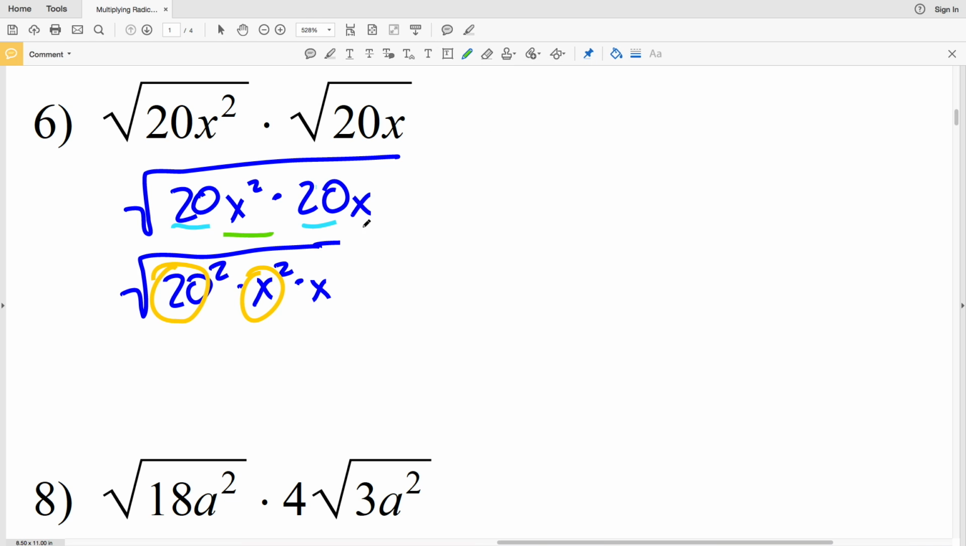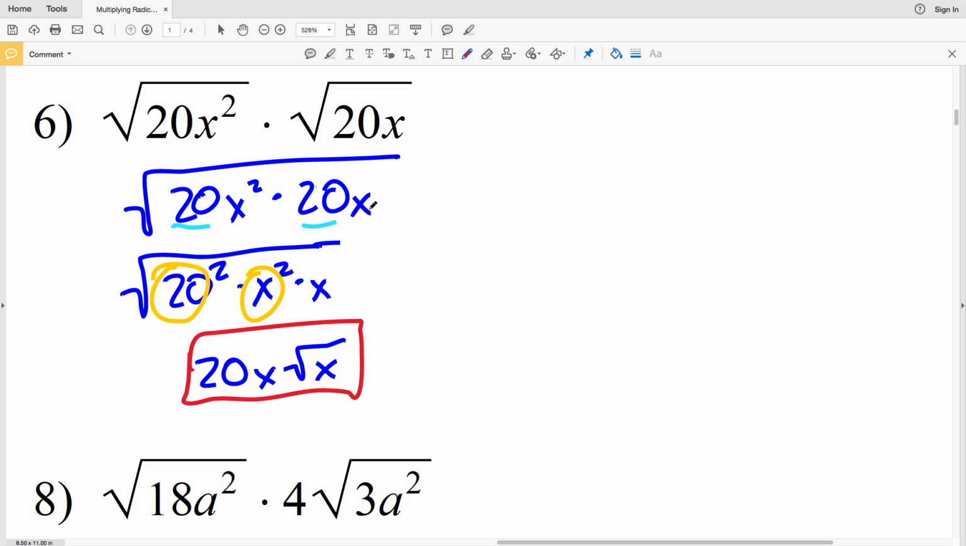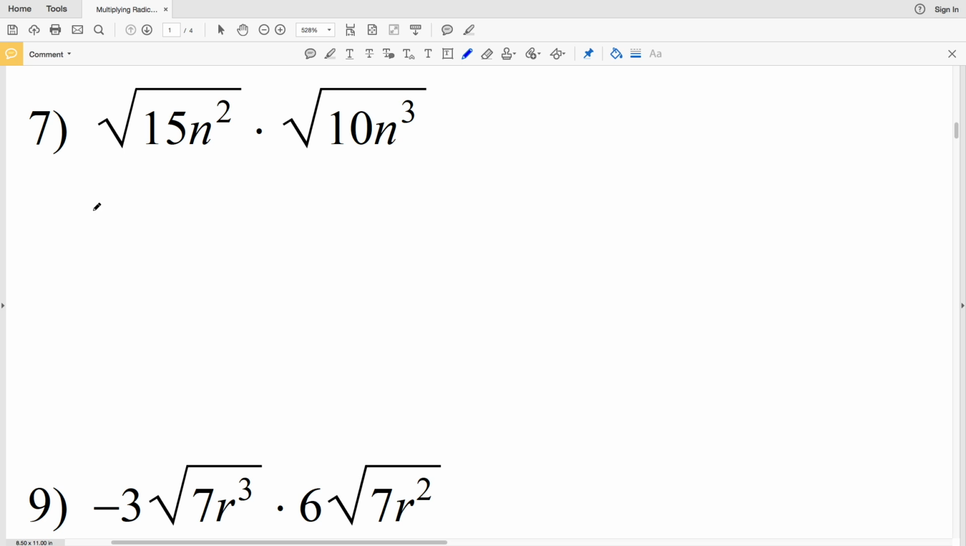If we were to multiply x squared by x, we would get x to the third, and then we need to split them back up in order to simplify. But pulling out a 20 and an x, I'll get 20x times the square root of x as my solution in number 6. And again, that's because 20 times 20 is 20 squared, and x squared, when I take the square root of both of those, I'll be able to pull out the bases, and then I'll still have the square root of x.